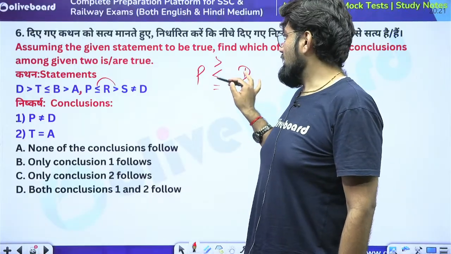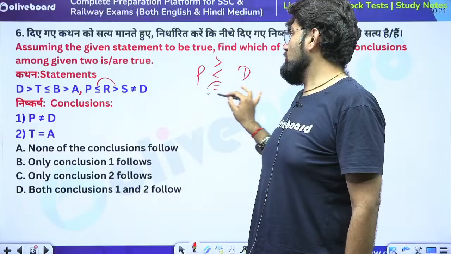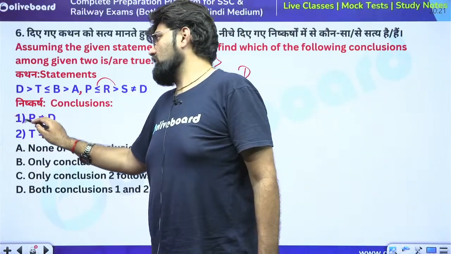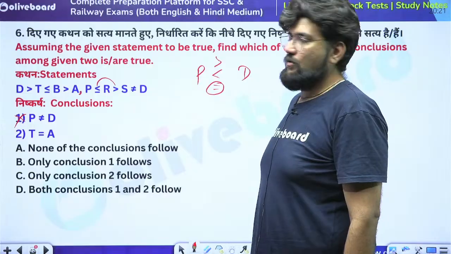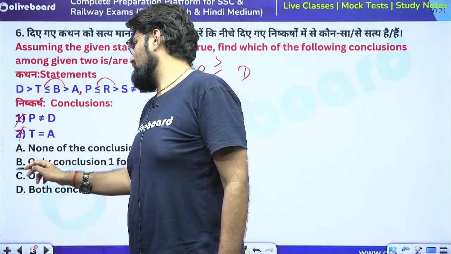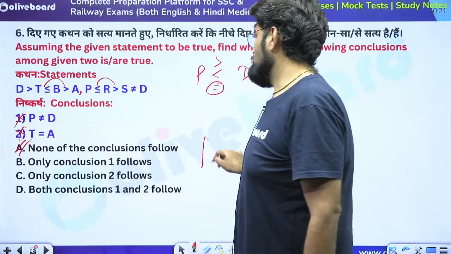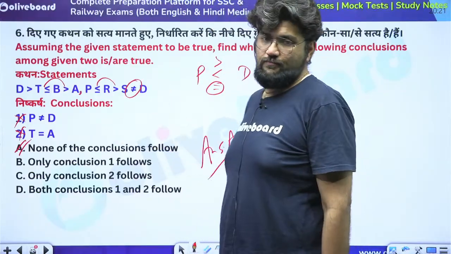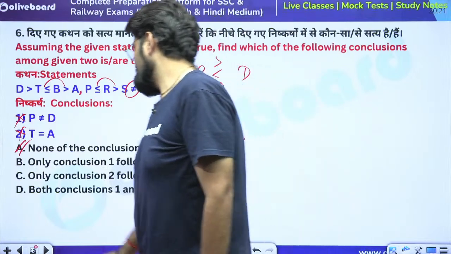Now if it is greater or less, I will say it is not equal. But if it is equal, then it is gone. It can be, there is a possibility. So this I can conclude. Okay, and T equal to A is clearly visible, T and A are also not related. So my answer is pretty simple. None of the conclusions follow. The only issue is a lot of people don't know how to work around not equal to.